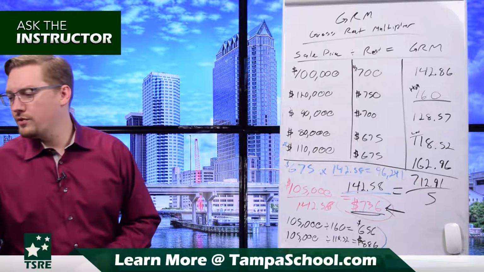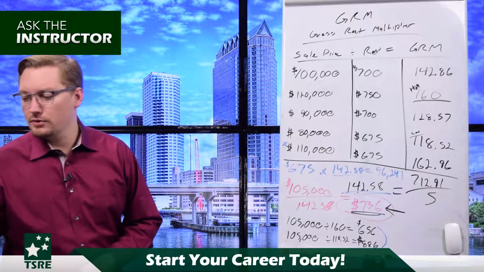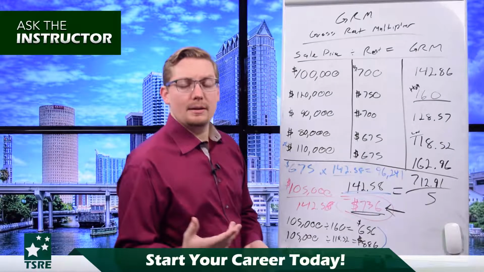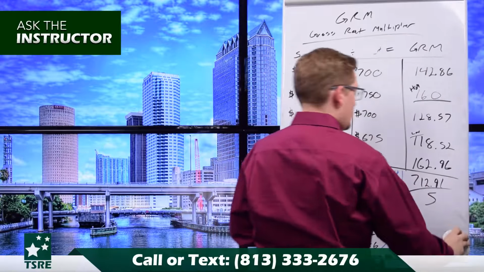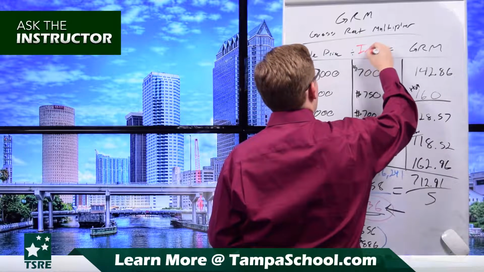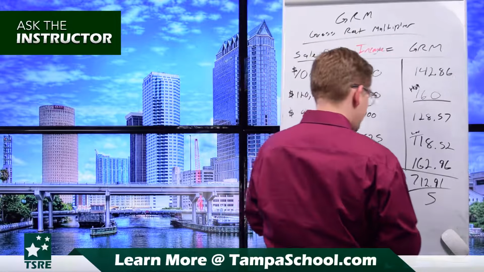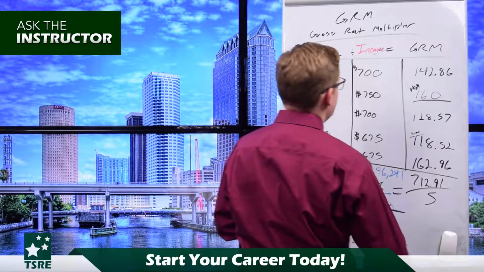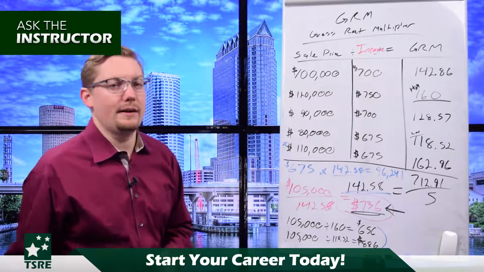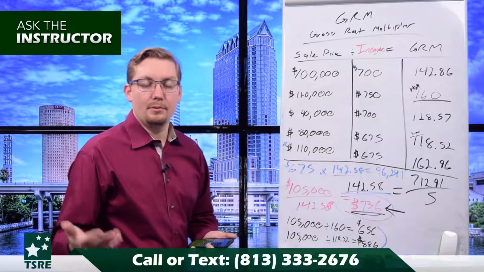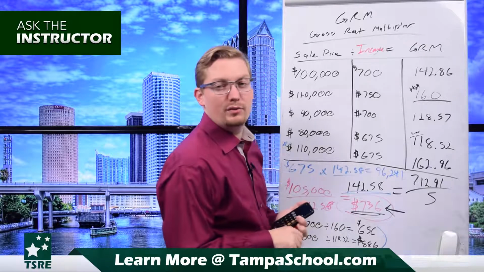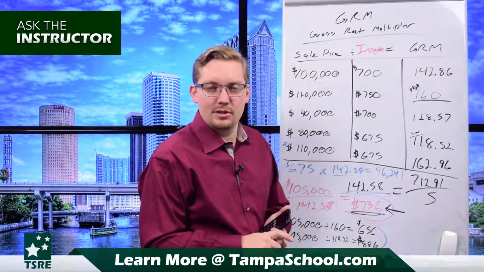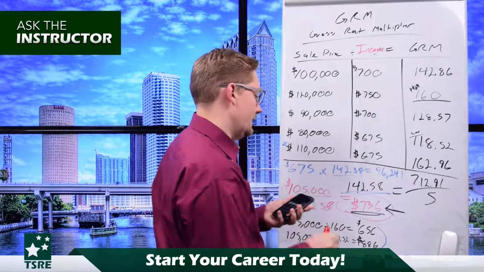Now, there's one more I want to go over before we finish up for the day, and that's the gross income multiplier. With the gross income multiplier, it's really the same concept, but rather than using rent, we would use income of the property. And again, we're just dealing with single-family homes here, but this is equally compatible and usable for multifamily homes as well. You could even potentially use it for office space, really anything where there's rents and income. So it's not limited to any property in particular. You just have to understand what you're doing when you're doing these calculations.